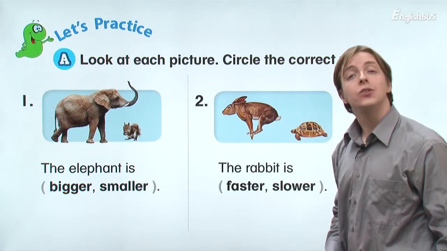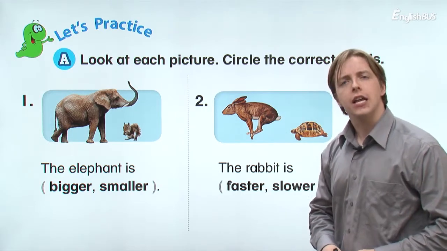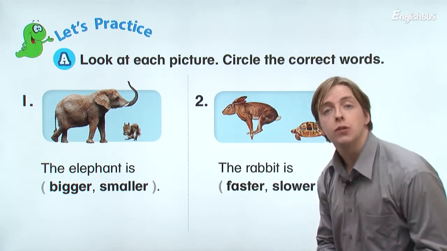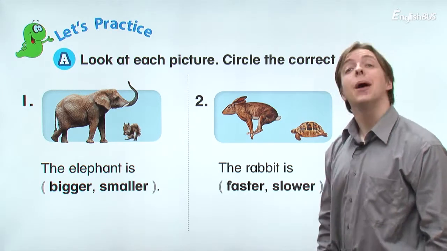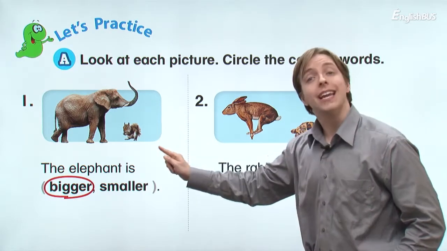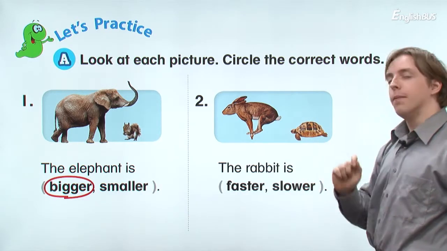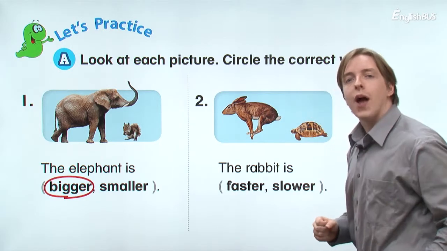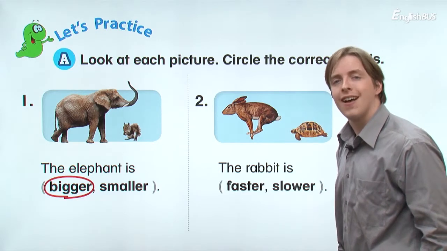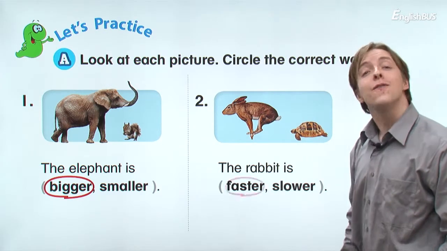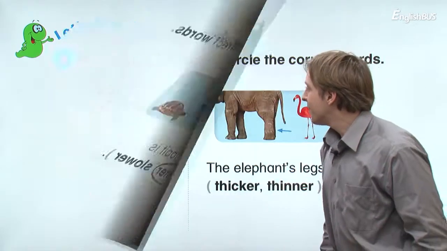So let's practice these together. Let's look at number 1. The elephant is bigger or the elephant is smaller? What do you think? Very good. The elephant is bigger. The squirrel is smaller. Yes. Number 2, the rabbit is faster or the rabbit is slower? Which one is it? That's right. The rabbit is faster. The turtle is slower.